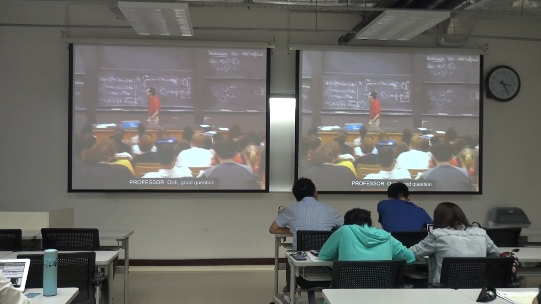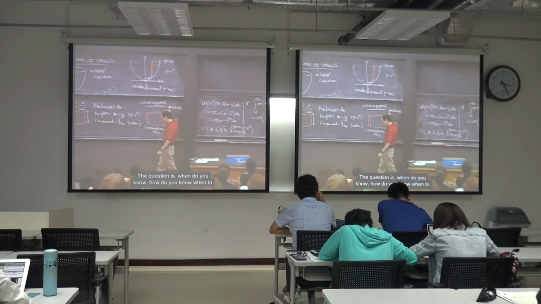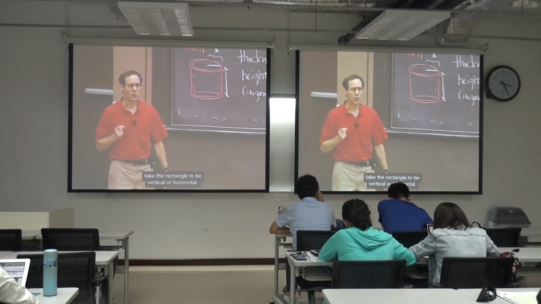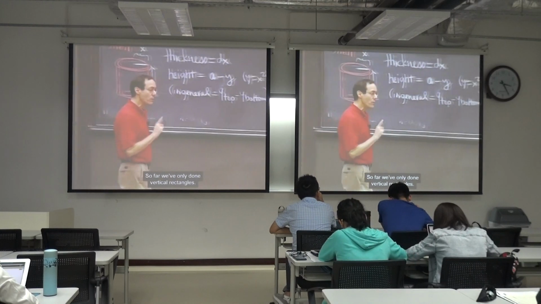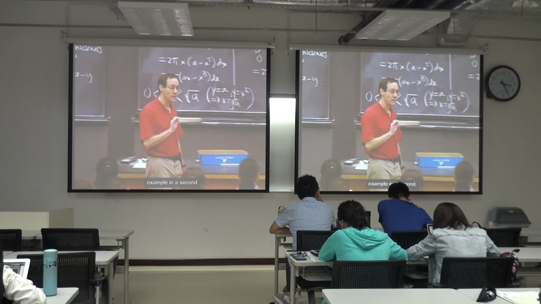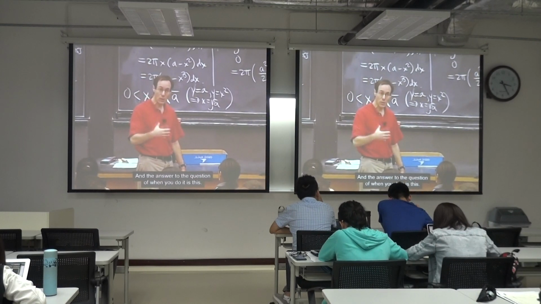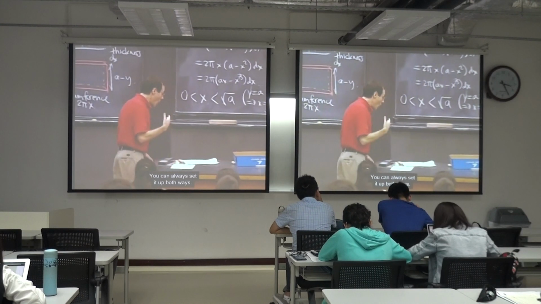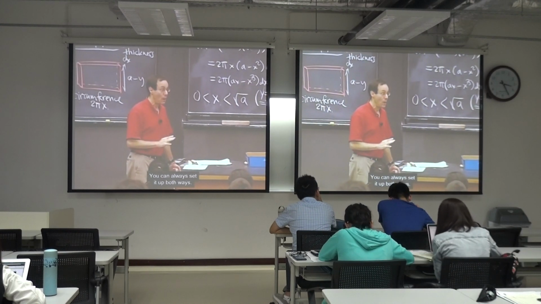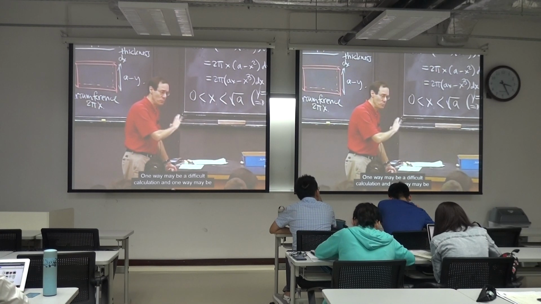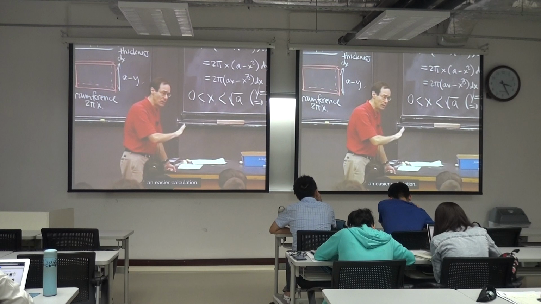Yeah, another question. Oh, good question. The question is, how do you know when to take the rectangle to be vertical or horizontal? So far, we've only done vertical rectangles, and I'm going to do a horizontal example in a second. And the answer to the question is this. You can always set it up both ways. One way may be a difficult calculation, one way may be an easier calculation.